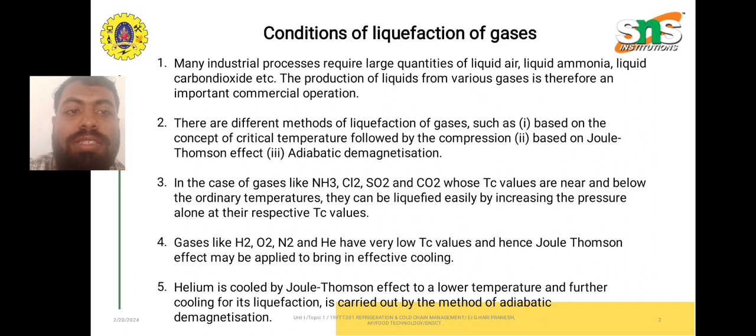In the case of gases like ammonia, chlorine, SO2 and carbon dioxide, the critical temperature values are near or below ordinary temperatures. They can be liquefied easily by increasing the pressure alone at their respective Tc values. Gases like hydrogen, oxygen, nitrogen and helium have very low critical temperature values, and hence the Joule-Thomson effect may be applied to bring in effective cooling. Helium is cooled by the Joule-Thomson effect to a lower temperature, and further cooling for its liquefaction is carried out by the method of adiabatic demagnetization.